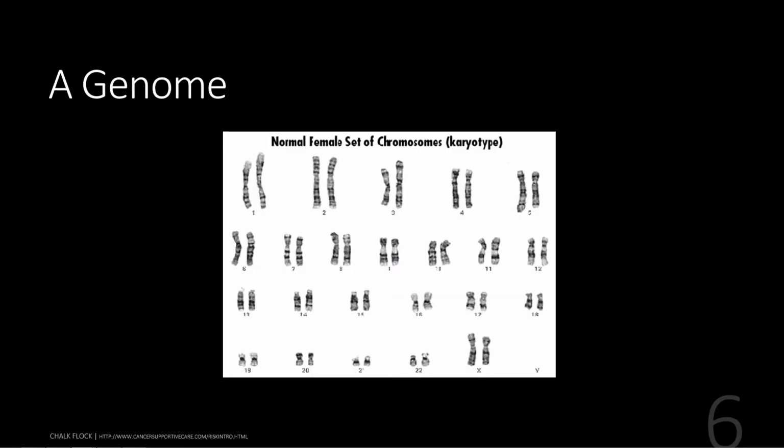So, what is a genome? A genome is a set of all the chromosomes in a haploid cell. Now, what is a haploid cell? We'll talk about that in a little bit. But look at this picture here.